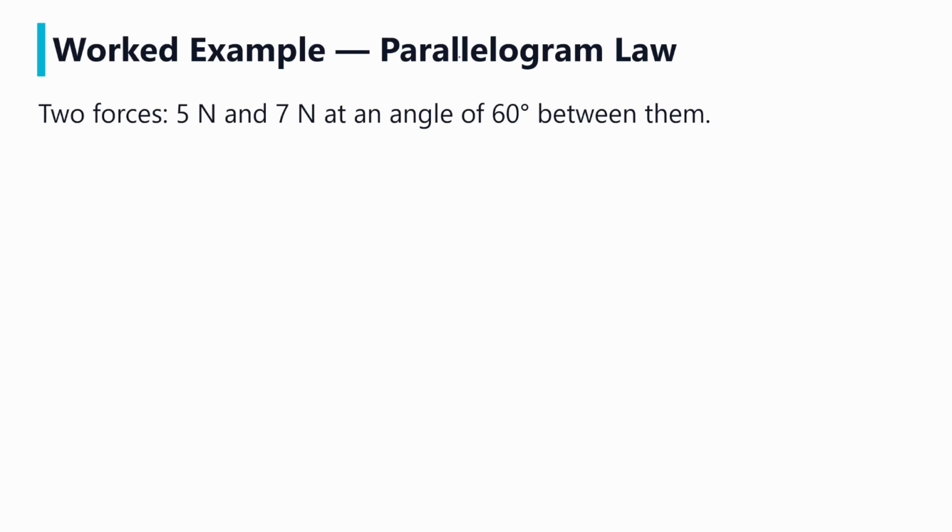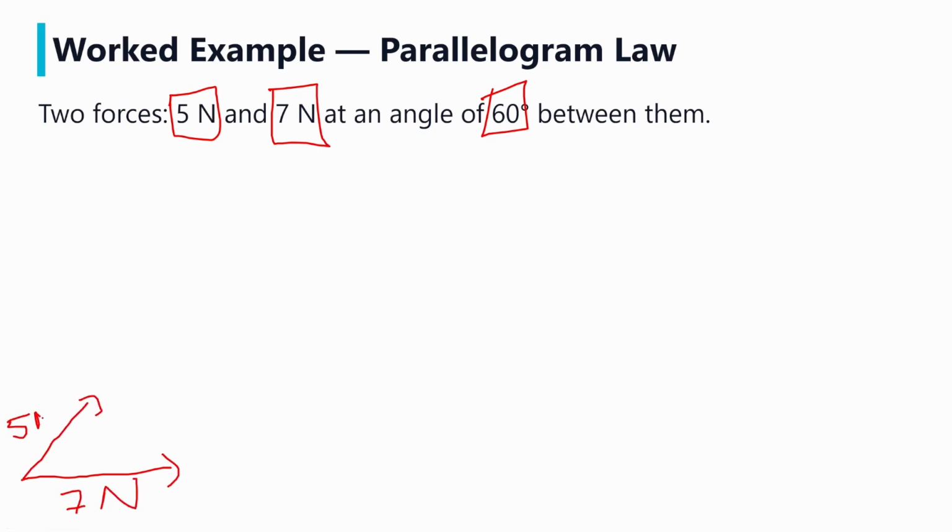So two forces, 5 newtons and 7 newtons, at an angle of 60 degrees between them. Okay, so as you can see, what's going to happen is there are two forces. I'm just going to draw 7 newtons, and then this is 5 newtons, not on a scale, but just note that it's 5 units. And then we just draw the parallelogram. I know we have to find this.